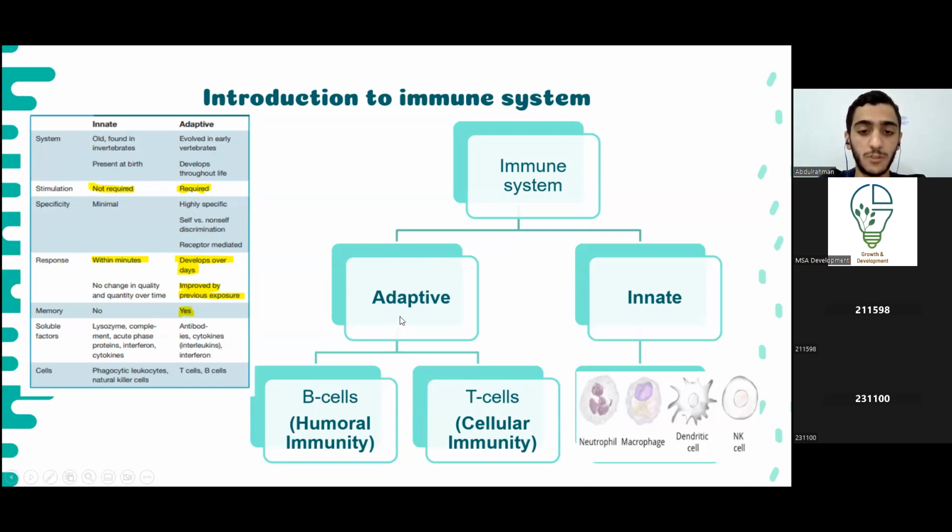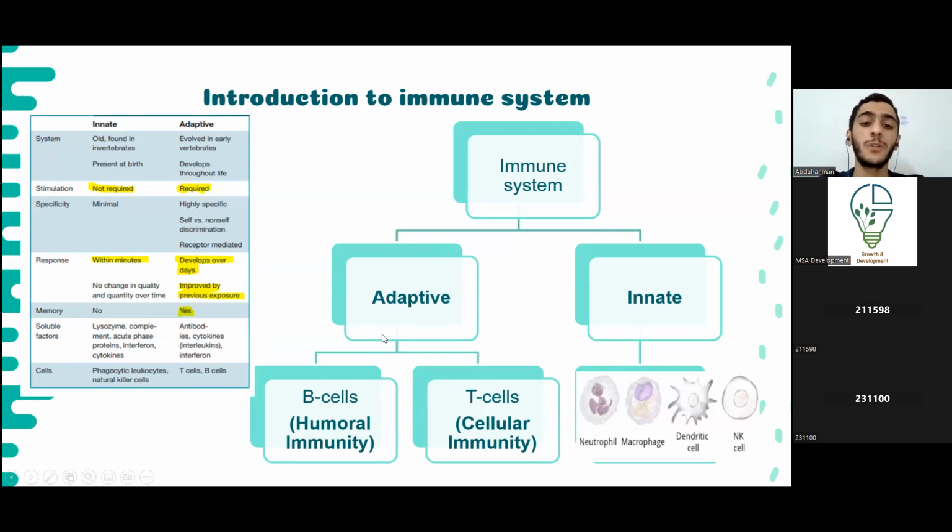What is the adaptive immune system? It's basically composed of two cells, lymphocytes. You could have B cells or T cells. And anything that's not lymphocytes falls under the innate immune system. So it could be neutrophils, macrophages, dendritic cells, or natural killer cells. Anything that's not lymphocytes falls under the innate immune system.